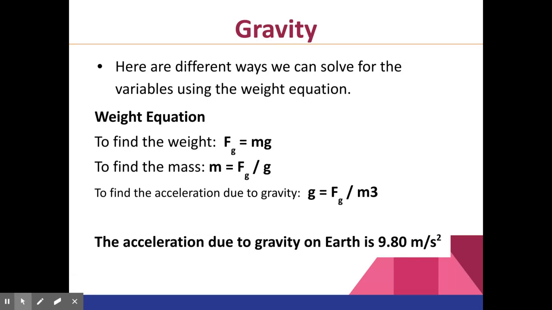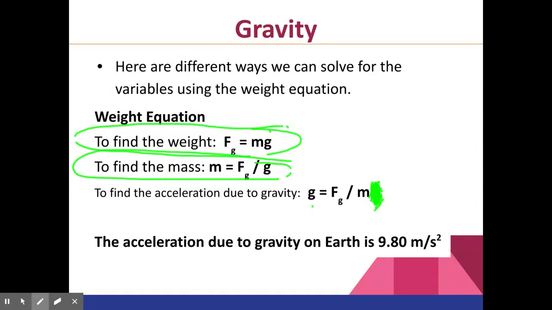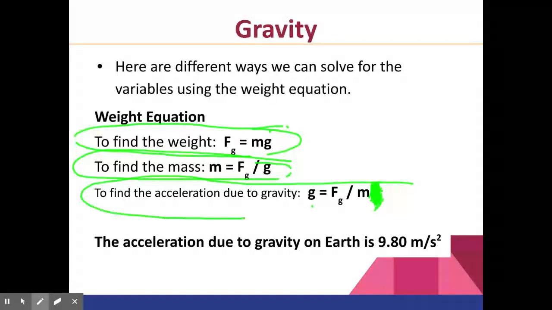So here are different ways that we can solve for these variables using the weight equation. It's the same thing we did with speed, velocity, acceleration. But before you do that, get rid of this. I don't know how that 3 got in. You can scribble that out. It's g is equal to F sub g divided by m. There's no 3. Okay. So if you want to find the weight, you would use this equation. If you want to find the mass of an object, you would use this equation. If you want to find out what the acceleration due to gravity is, you would use this equation here.